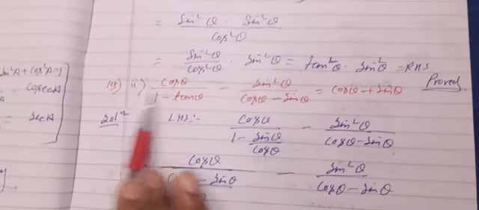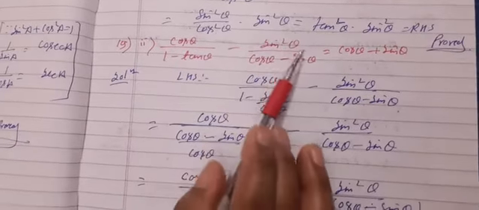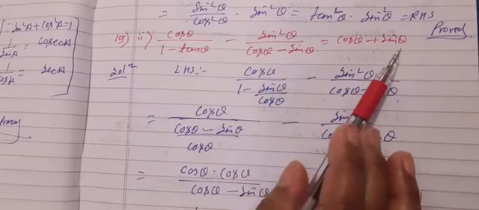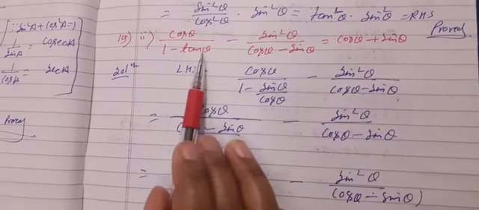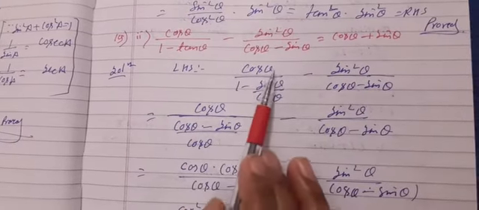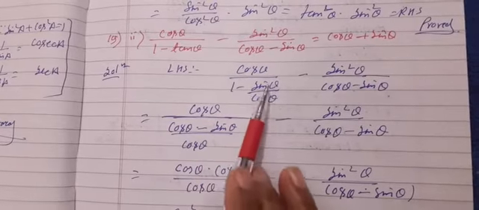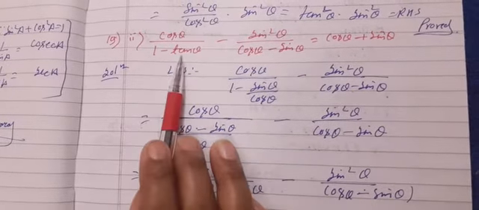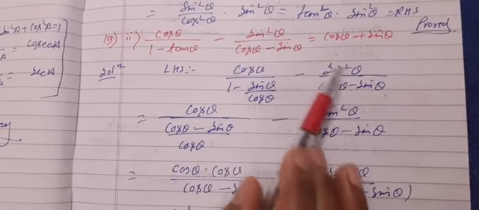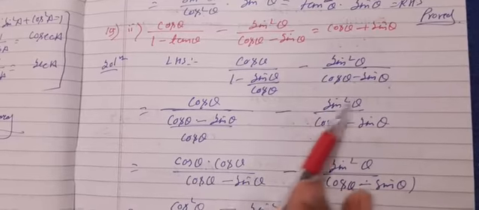19th, second sub question. Cos theta upon 1 minus tan theta minus sin square theta upon cos theta minus sin theta is equal to cos theta plus sin theta. We need to prove it. From LHS I have started: cos theta upon 1 minus tan theta. I have changed tan theta into sin theta upon cos theta, minus sin square theta upon cos theta minus sin theta as it is I have written.